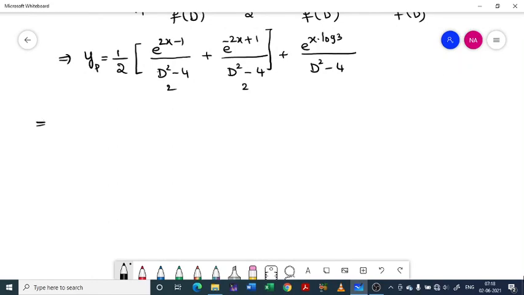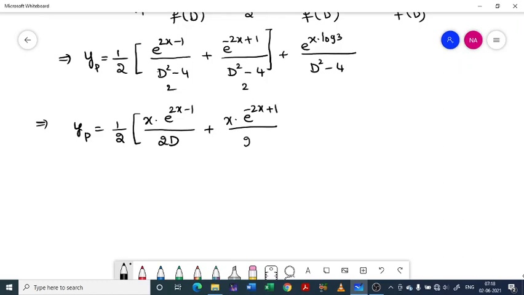In that case, yp will be 1 by 2 times of, multiply numerator by x, so x into e power 2x minus 1 divided by d square minus 4. You have to differentiate it. It will be 2d plus e power minus 2x, here also you have to multiply x into e power minus 2x plus 1 divided by 2d. Plus here no problem, it is e power x into log 3 divided by log 3 whole square minus 4.